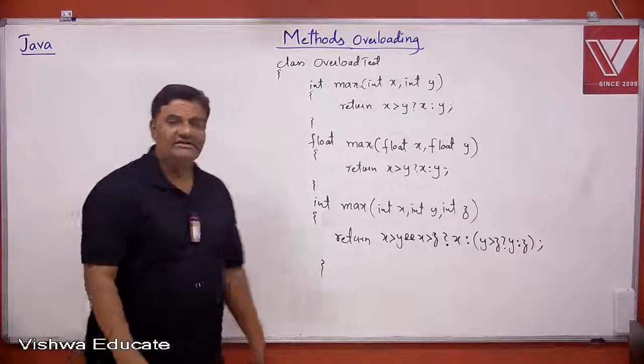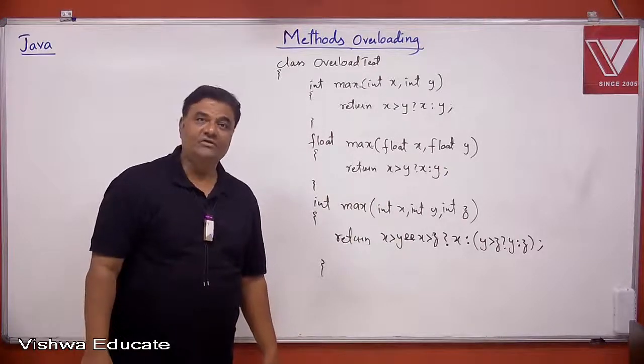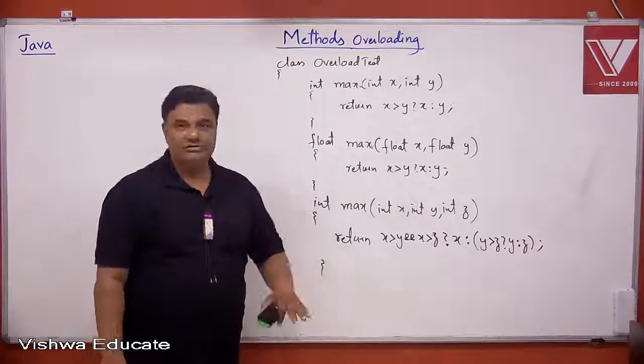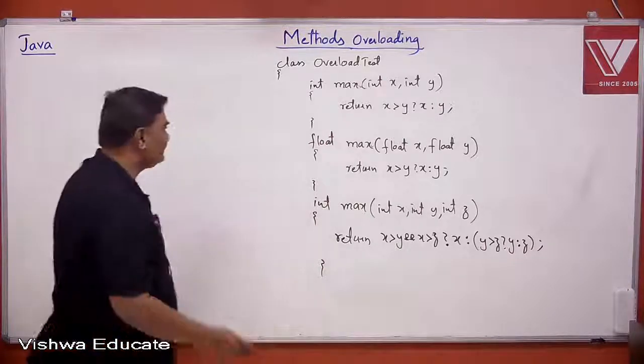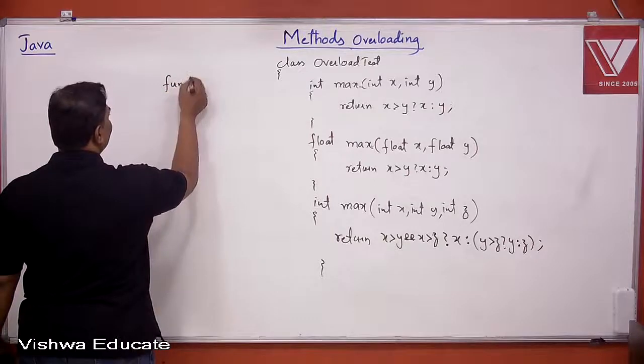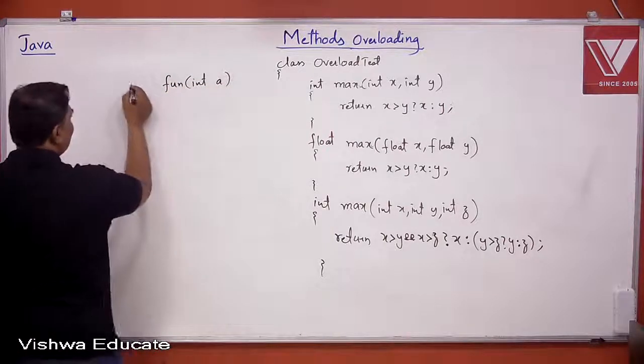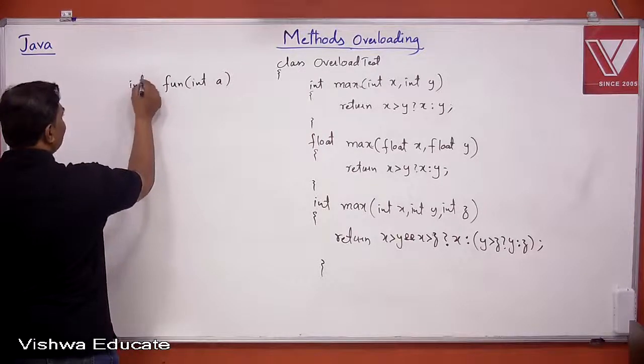Now let us continue. I'll write down what is valid, what is invalid, what is allowed or not allowed, which is overloaded or not overloaded. Let us look at some syntaxes. I will write one method fun, which is taking just one integer a and returning an integer.